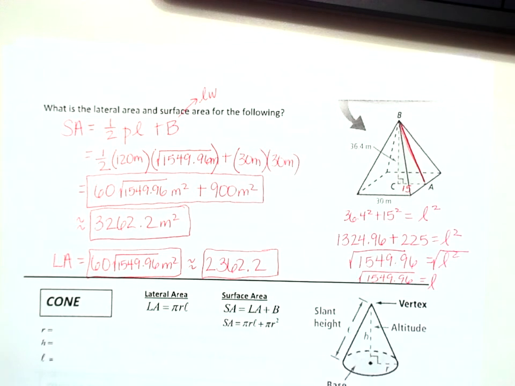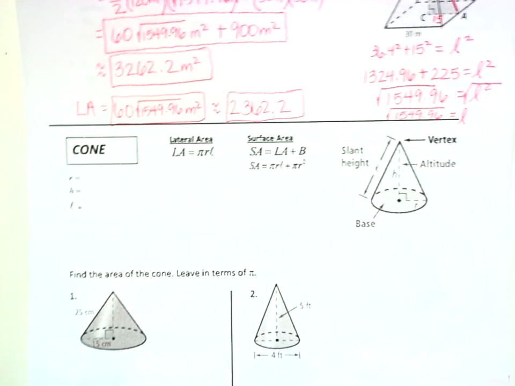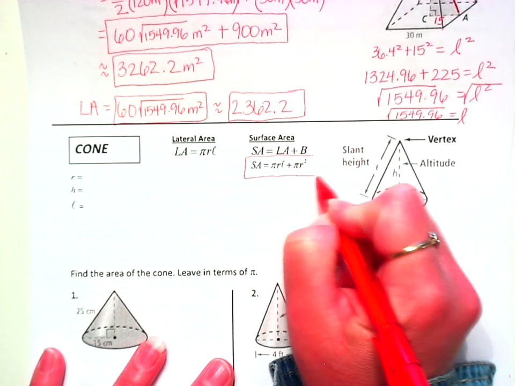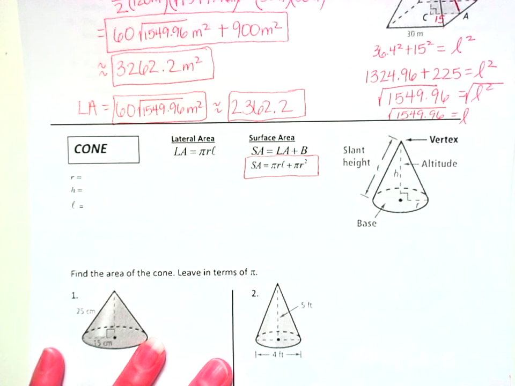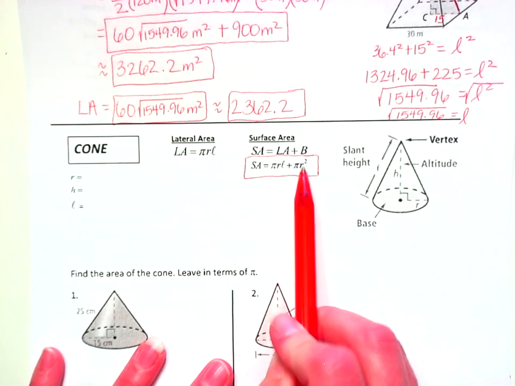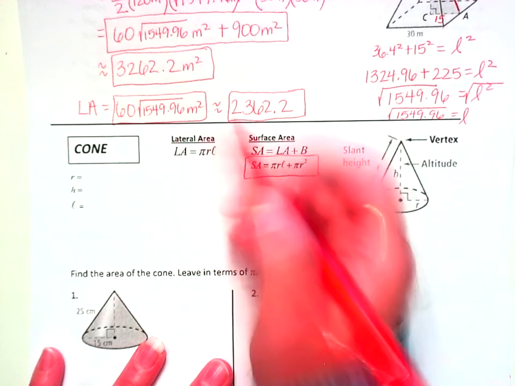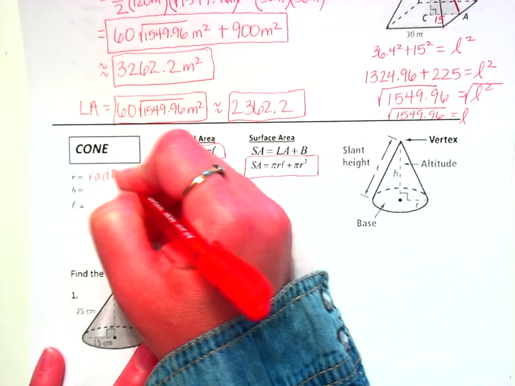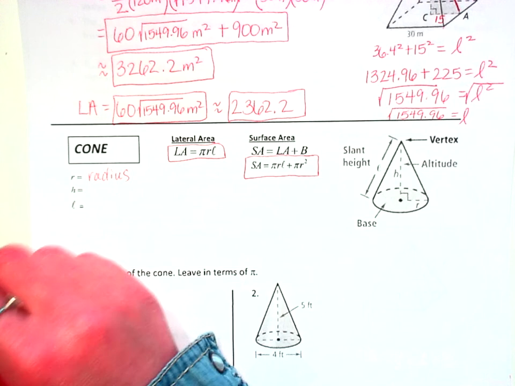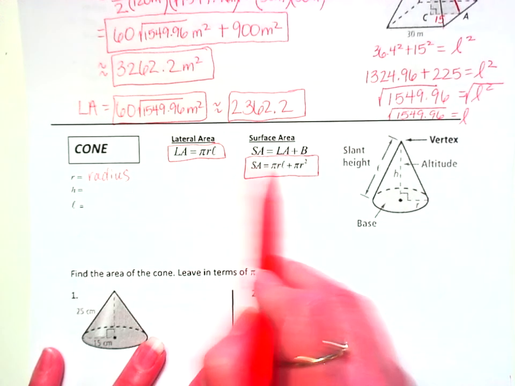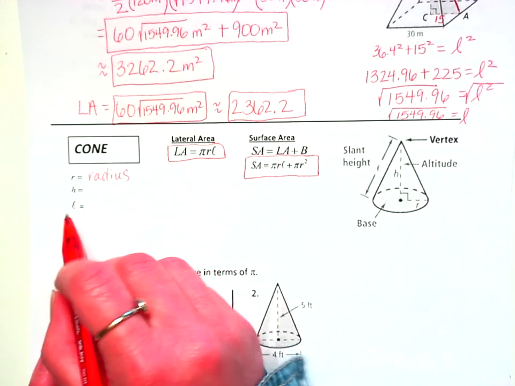Okay, moving on to cones. Cones have a new formula. Okay, here is our surface area formula. And remember, if we want to find lateral area, it's just the first part. It's not adding on the base. So here's the lateral area. R is for radius. H is for height. If they give you that, it's not part of the formula though. And then L is still slant height.